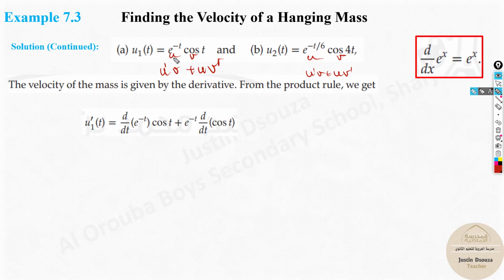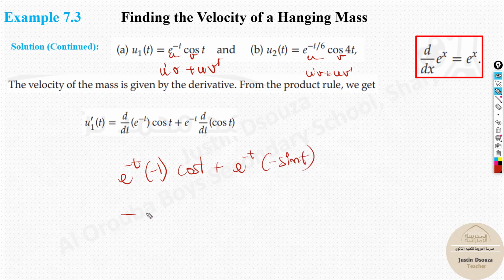See, this u dash is e to the power minus t and multiply with minus 1. Okay, and then it's cos t plus e power minus t. Derivation of cos t is minus sine t. Now multiply the signs, it will be minus e to the power minus t cos t plus, sorry, it's not plus, it's minus because this minus is multiplied out, e to the power minus t sine t.